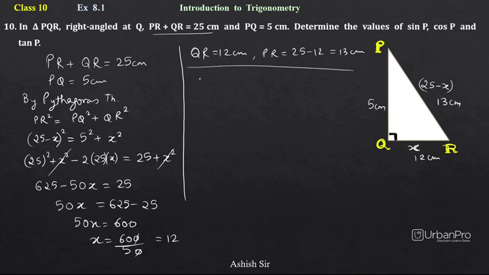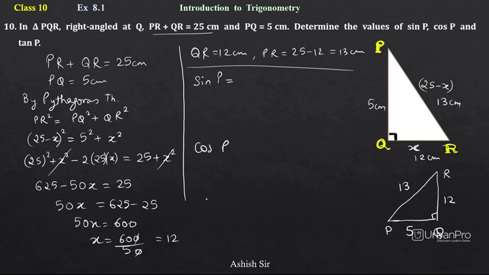Now we need to find out the value of sin P, cos P and tan P. For this, we just transform the figure because we need to take angle P as theta. So we rotate the triangle. We mark up the things: PQ as 5, PR as 13 and QR as 12. Now we can find the value of sin P, cos P and tan P.